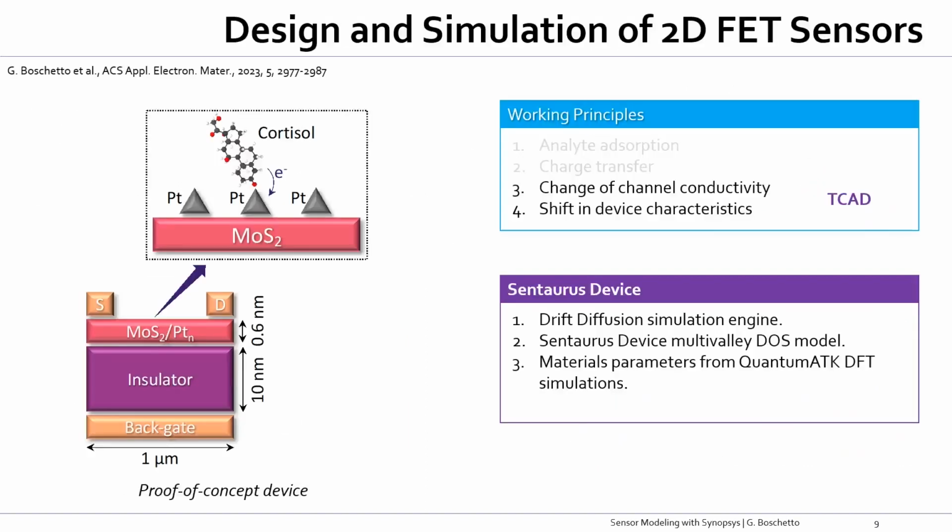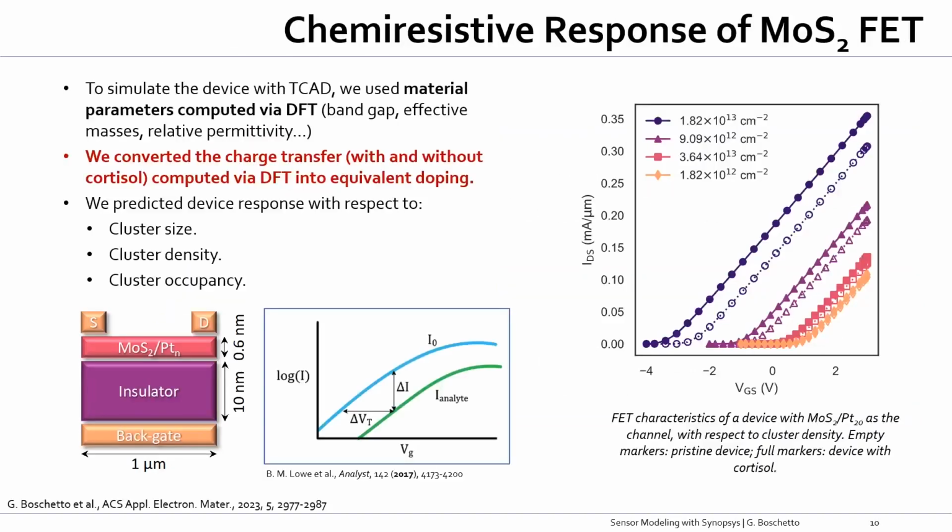Now, as I mentioned before, while step 1 and 2 occur at the materials level, step 3 and 4 occur at the device level. And thus, this can be modeled via device simulation. And to do so, we use the TCAD as device. To build a physical model of our device, we use material parameters computed with DFT.